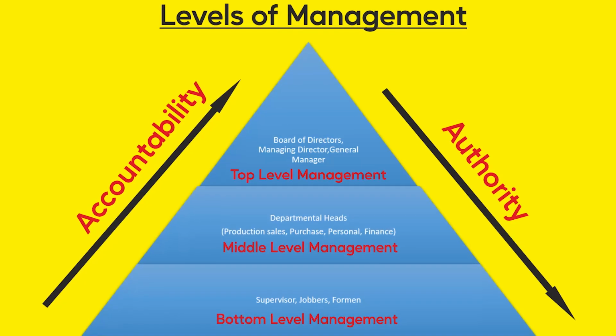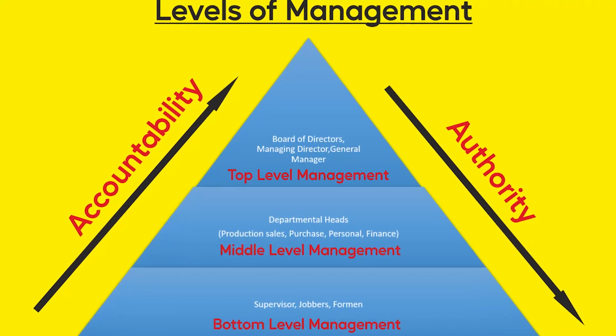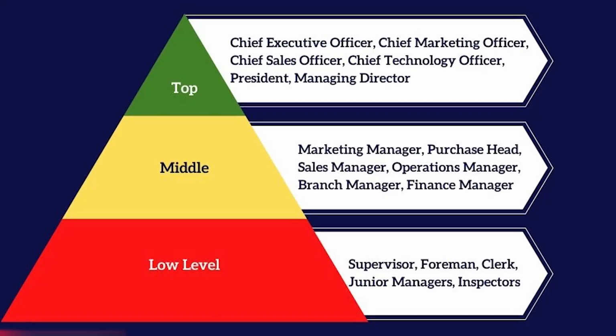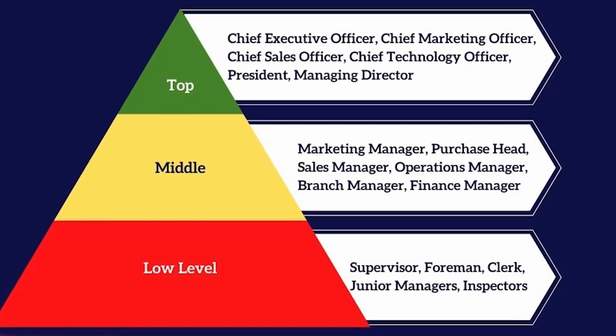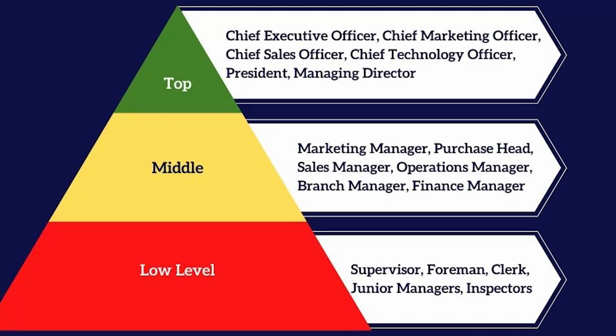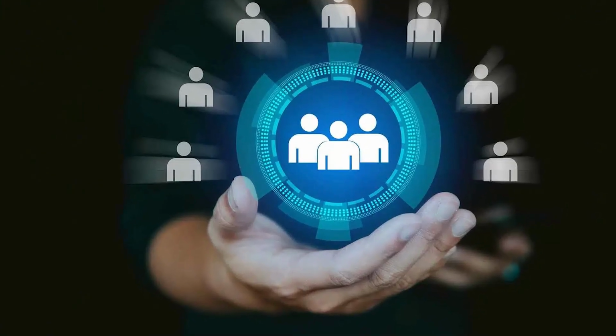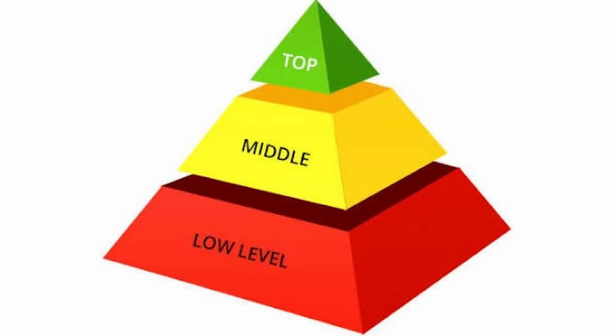At the peak, top management holds the highest authority. Top management is responsible for setting overall direction, strategy, and organizational goals. Top management refers to the highest level of decision makers in an organization. Their decisions impact the entire entity and require a vision that aligns with the long-term objectives.